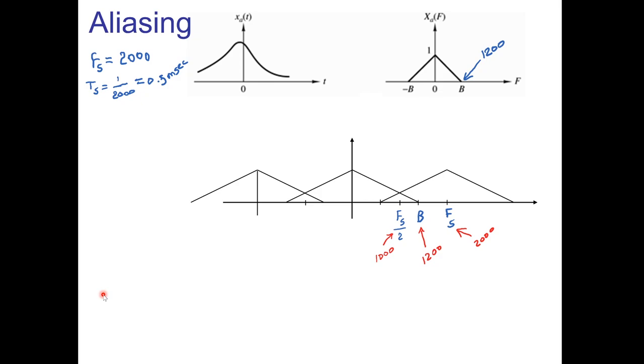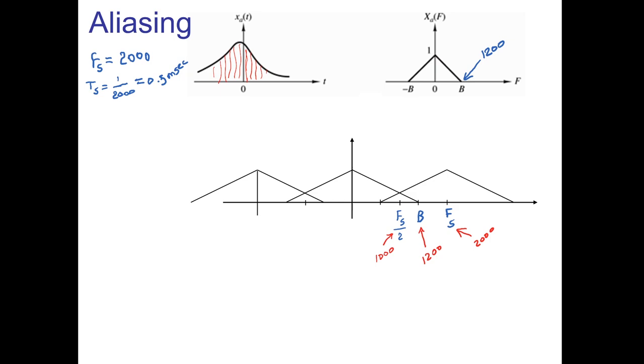Okay, so what happens if you undersample? So you sample lower than the Nyquist sampling rate. For example, let's assume we have this continuous signal and this is the spectrum. The bandwidth B could be 1200 hertz. If we follow the Nyquist rate, then I should sample this signal at 2400, twice the bandwidth. But instead, I sampled it at 2000 samples per second. So that means the sampling interval is 0.5 milliseconds. So I took samples like this. The sampling interval is half a millisecond.